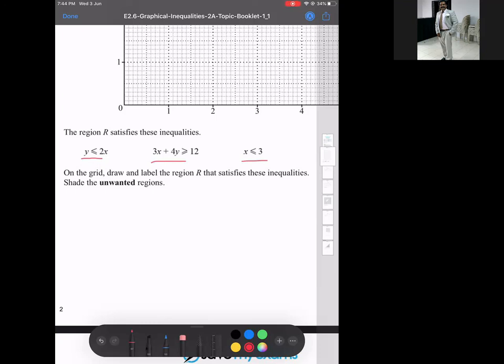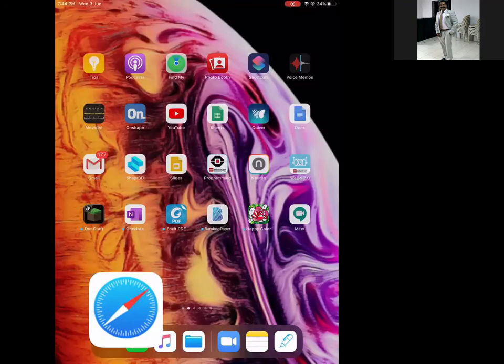The region R satisfies this inequality. On the grid, draw and label the region that satisfies these inequalities. That is our question. Shade the unwanted region. Okay, so again I will take this note.